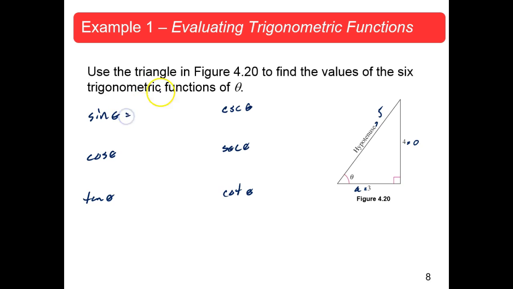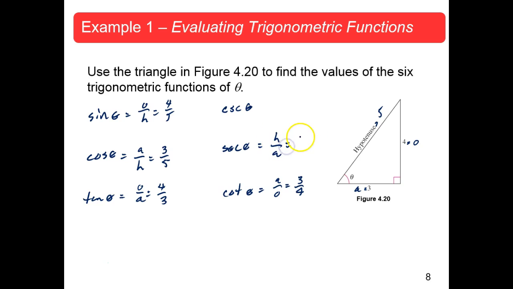So what's the sine? Sine is opposite over hypotenuse, which is 4/5. Cosine is adjacent over hypotenuse, which is 3/5. Tangent is opposite over adjacent, which is 4/3. Cotangent is adjacent over opposite, which is 3/4. Secant is hypotenuse over adjacent, which is 5/3. And cosecant is hypotenuse over opposite, which is 5/4.